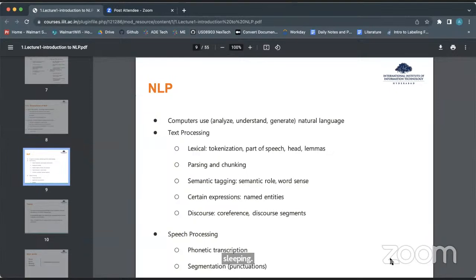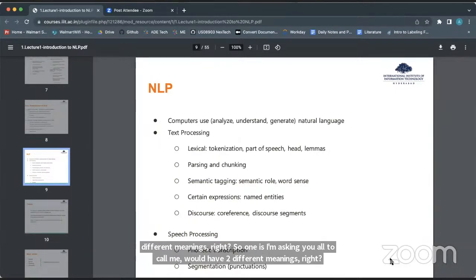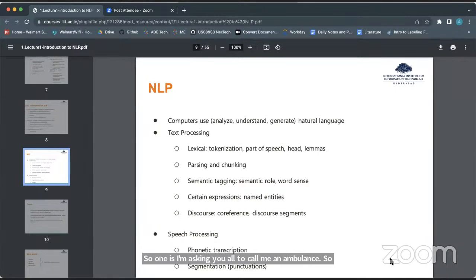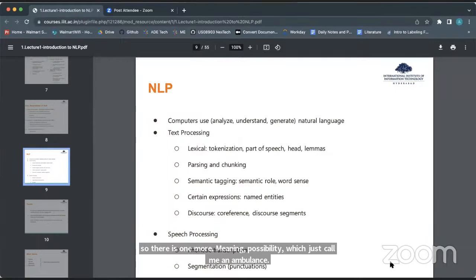Okay, fine. So this sentence would have two different meanings, right? One is I'm asking you all to call me an ambulance. So my name is Akhilesh, but from today, my name is ambulance. But that is one meaning. Obviously, it's not making sense, but a person who is new to the language can take this with that meaning, right? And there is one more possible meaning, which is call me an ambulance. Really, I am dying or something, and then call me an ambulance. So these are two different meanings.